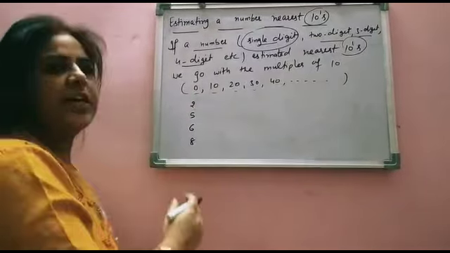Same 6. 6 is more than 5. 8 is more than 5. So when we are estimating to the nearest 10, you see the multiples of 10 here. It's more than 5. Nearest to 0 or 10? 10. So when any number is estimated to the nearest 10 and the number is more than 5, like 6, 7, 8, 9, then estimate it to 10.